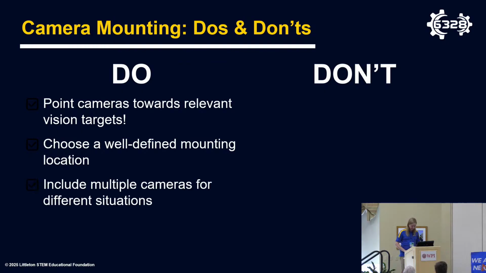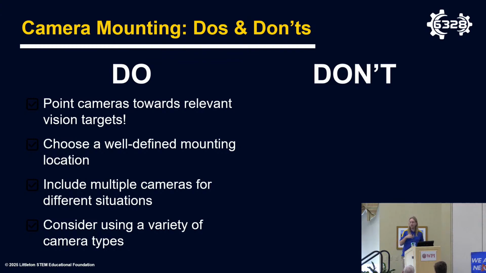You should also be including multiple cameras for different situations. There are sometimes cases where you can combine functionality where the same camera does multiple things, but usually you're requiring some amount of sacrifice. There are a lot of cases where it's just easier to add more cameras. Also consider using a variety of camera types. Vary your FOV, use monochrome versus color cameras. Different situations require different camera properties, and so you shouldn't constrain yourself to always using the same camera.